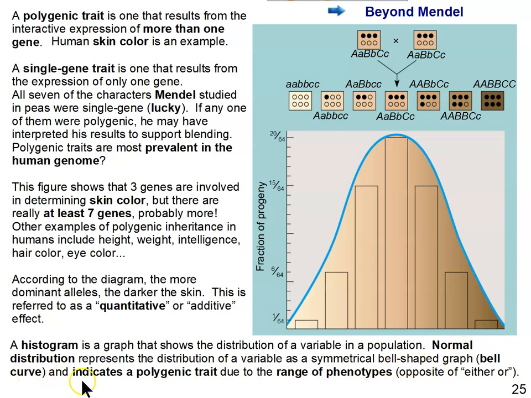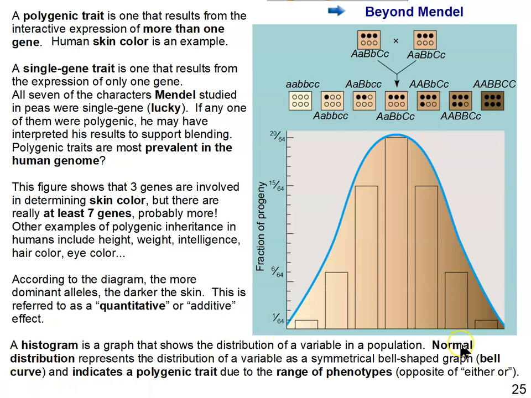So a bell curve indicates a polygenic trait. If you ever see a graph on a test, for example, that shows a bell curve, that shows a range of variation for any particular trait, then you know you're dealing with a polygenic trait, because there is a range of phenotypes. It's the opposite of either-or, like either tall or short or round or wrinkled.